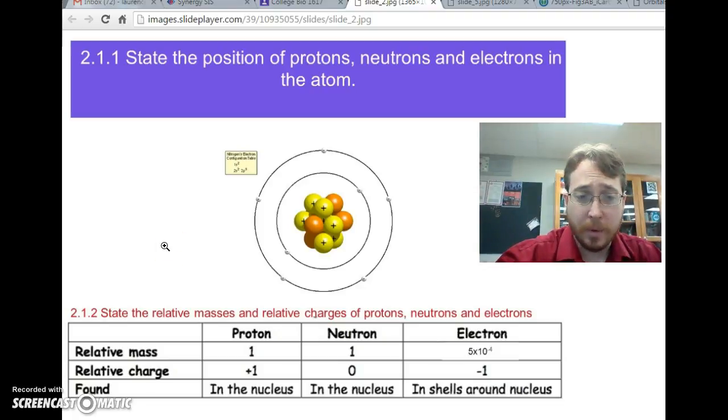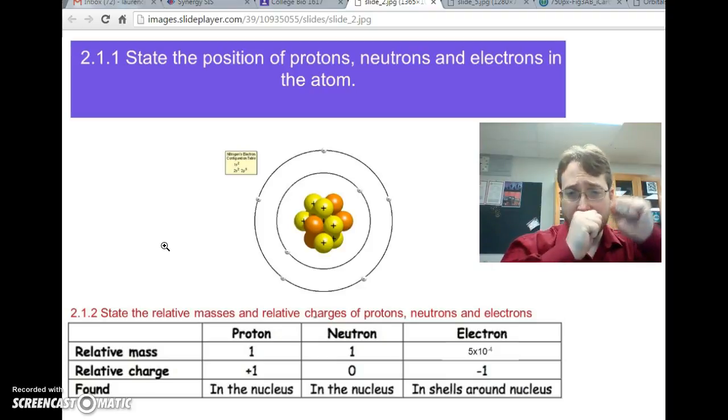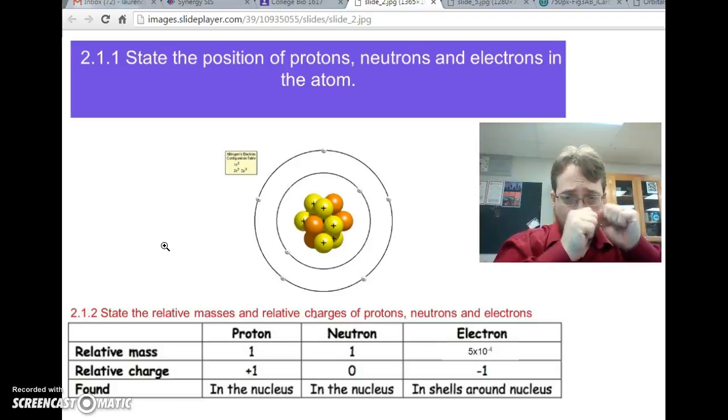There is another property of these particles that I'd like to discuss that isn't mentioned here, and that is how they move. Protons and neutrons, though they are in the nucleus, they aren't stationary entirely. They do a little bit of vibration, right? They kind of shake up a little bit. They're not moving very much, but they are kind of shaking a little bit.